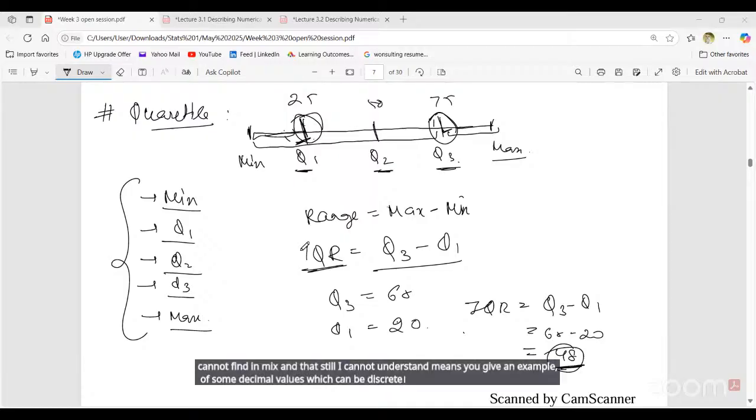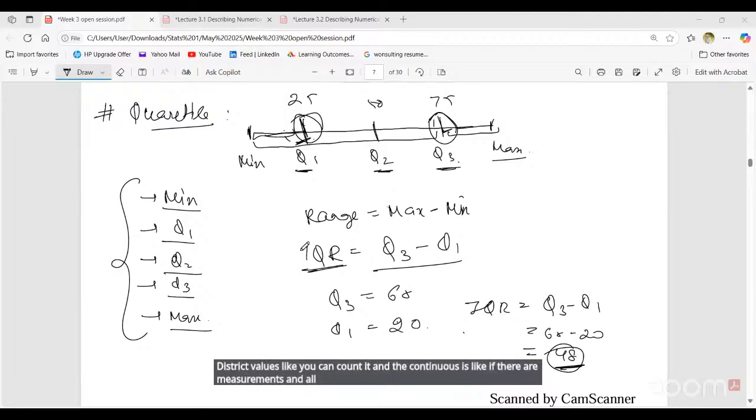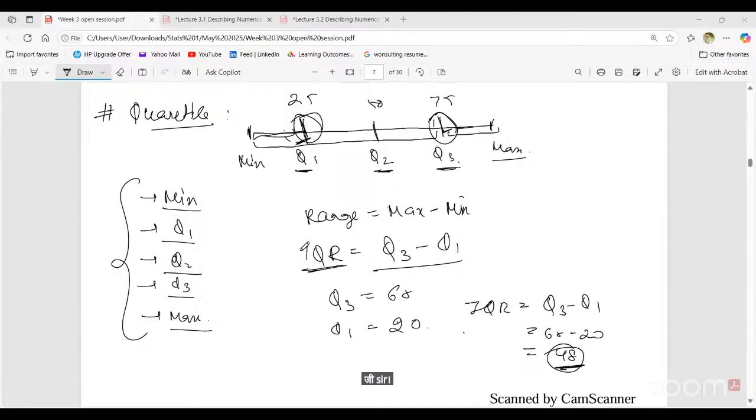I think discrete and continuous is a different lecture. I just don't remember which lecture. Just remember that discrete is like distinct values, and continuous is about measurements. If there are measurements, then it's a continuous value. My discrete values are distinct values, like you can count them, okay? And continuous is like if there are measurements and all. So that's a continuous variable. Just remember that.